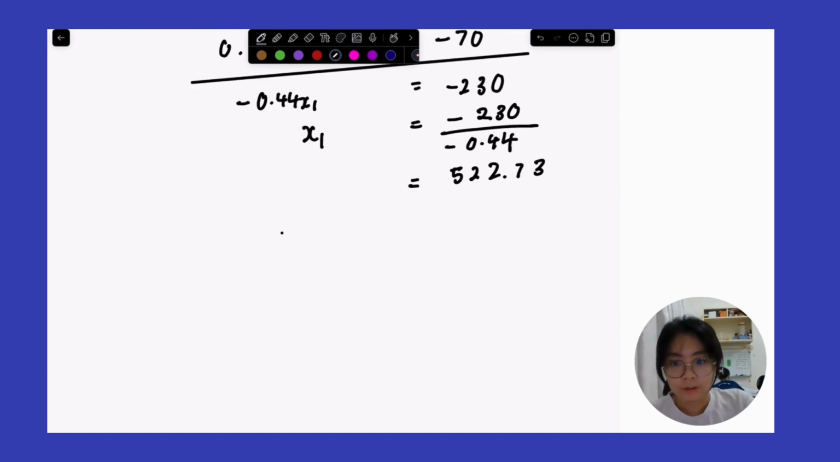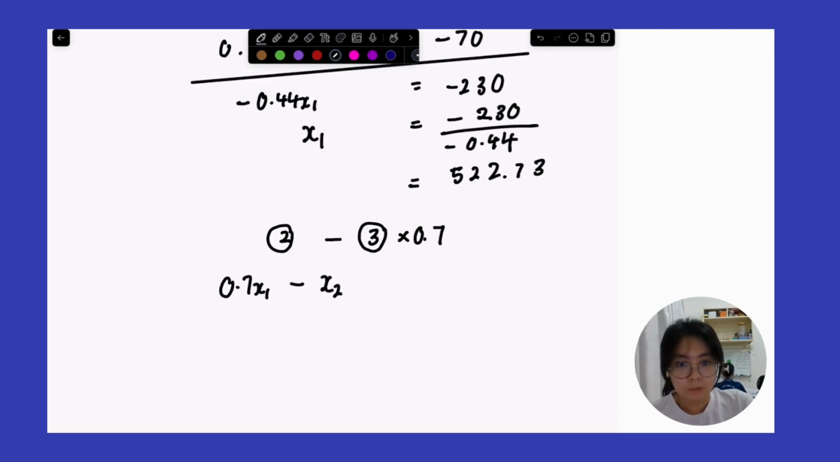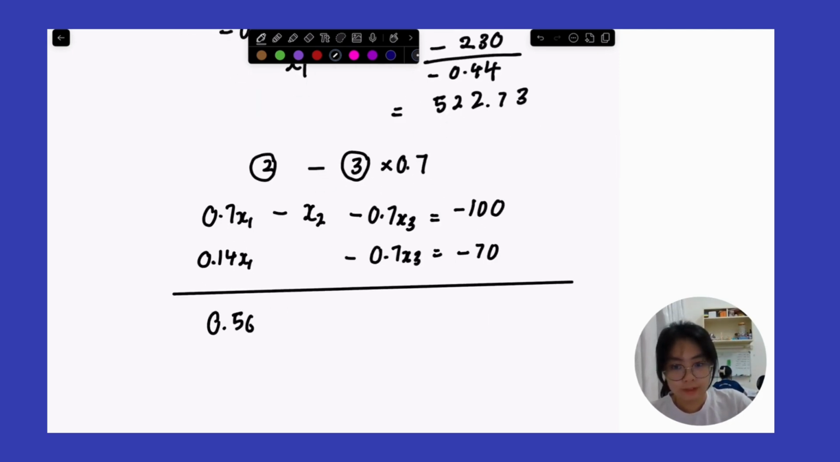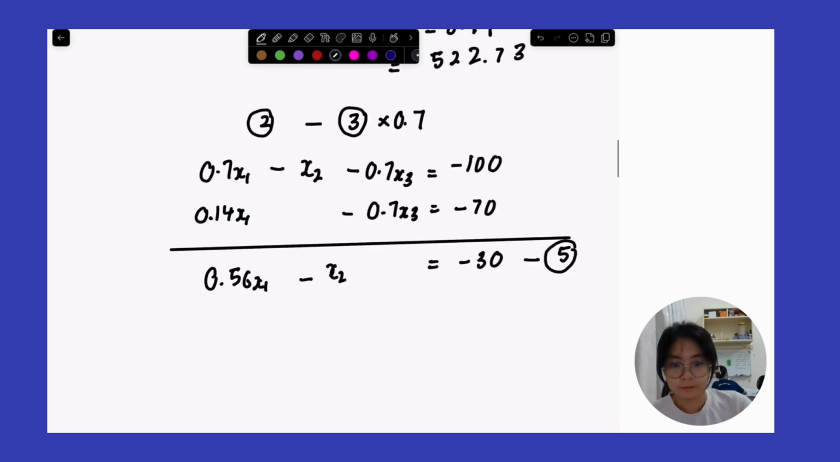Now we will use equation 2 minus equation 3 times 0.7. 0.7x1 minus x2 minus 0.7x3 equal to negative 100, and 0.14x1 minus 0.7x3 equal to negative 70. So now it will become 0.56x1 minus x2 equal to negative 30. So it will become our equation 5.